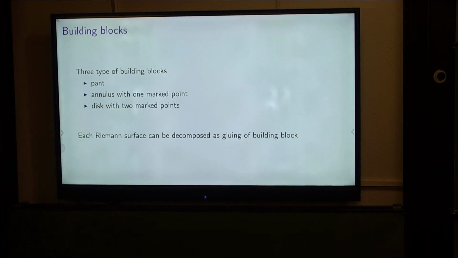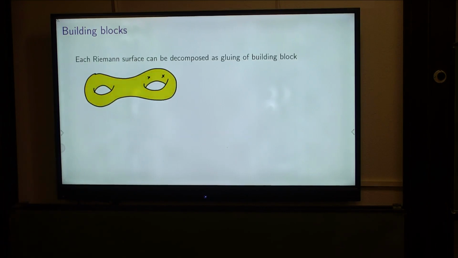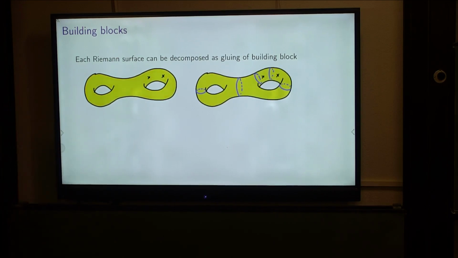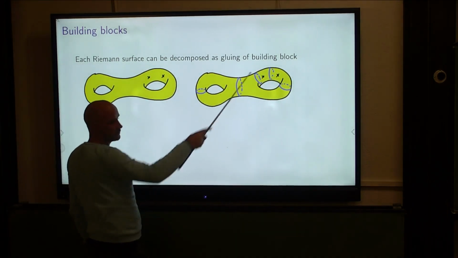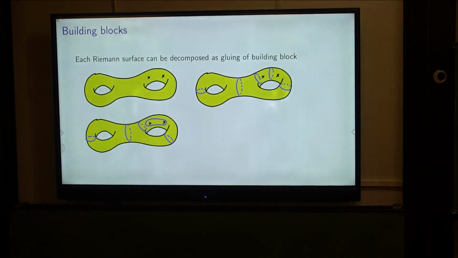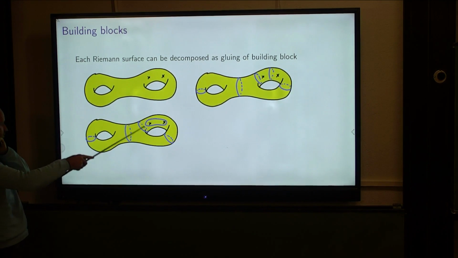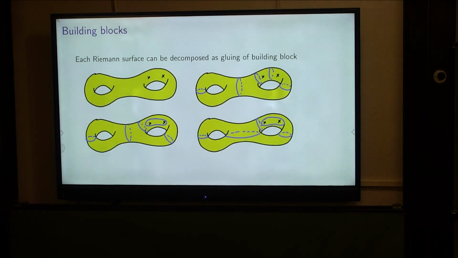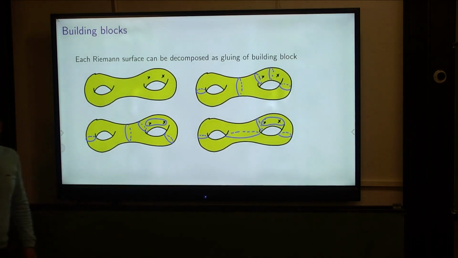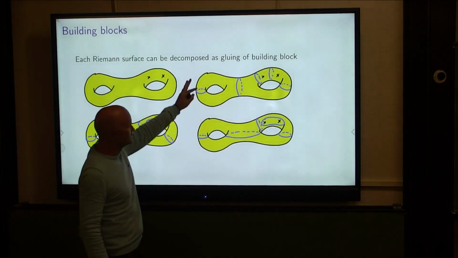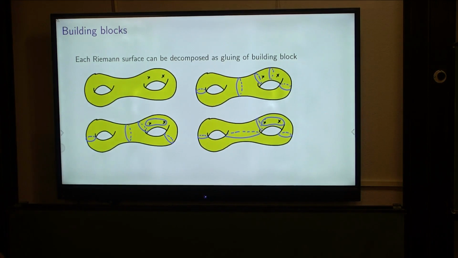They will be just used to decompose your surface into pairs of pants. And as I said, there are many ways. So for instance, you have a surface here with 2 points. Let me give you one decomposition into building blocks. So here you have a pair of pants, another one here, and then 2 annuli with 1 mark point. And of course, there are many ways to do this. You can have a disk with 2 points and a pair of pants, or this one, where I just changed this curve here to this one. Okay, so there are many ways, but you can apply the strategy to all these cuts, and you will end up with the same formula.